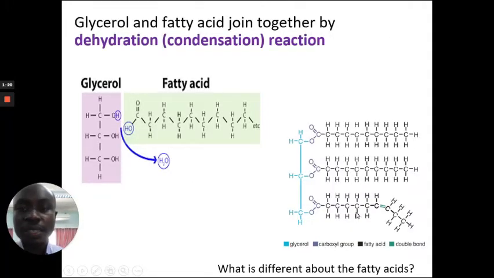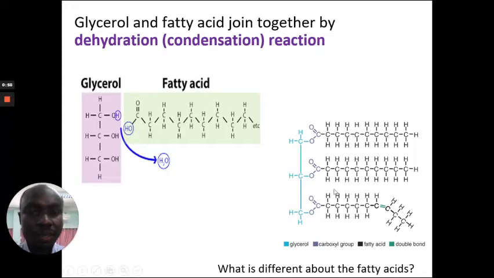So how do the fatty acids join together with glycerol? Here we can see the H from the glycerol will join together with the OH from a fatty acid, and this reaction will produce water, and now the fatty acid is joined together with the glycerol. The name of this reaction is called dehydration.